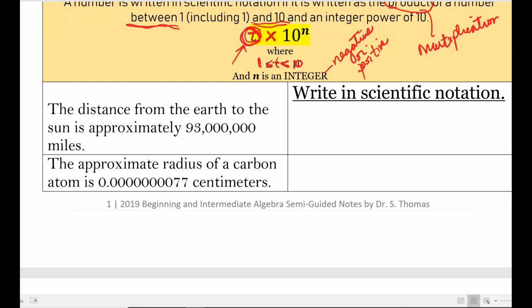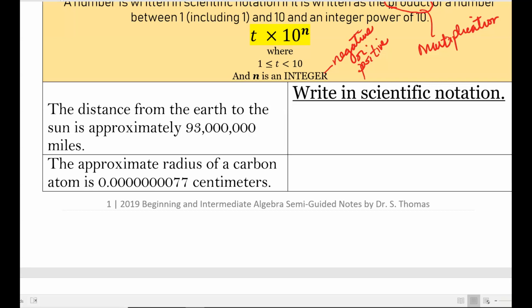We have the distance from the Earth to the Sun is approximately 93 million miles. So here we go. This is not in scientific notation because, first of all, we need a number between 1 and 10, right? We established that. This is definitely not between 1 and 10. So we have to follow these rules up here.